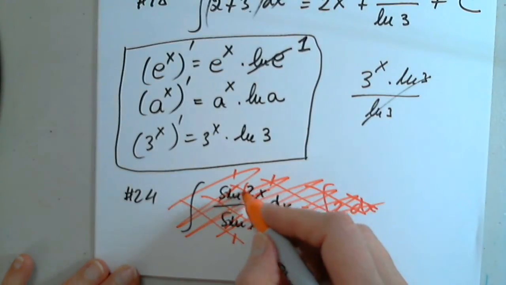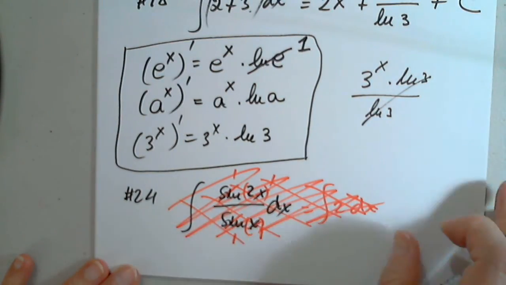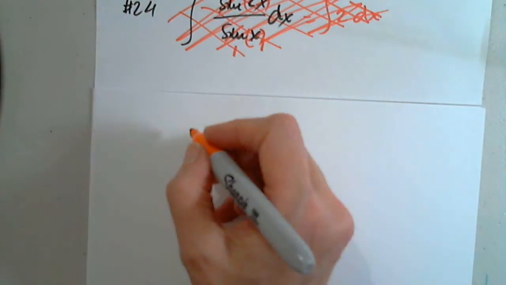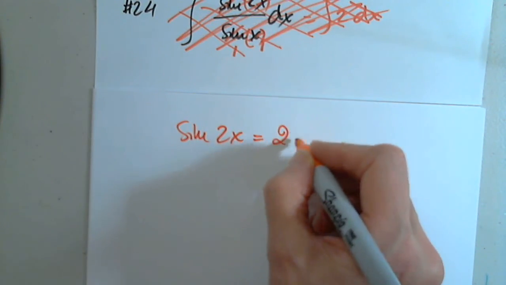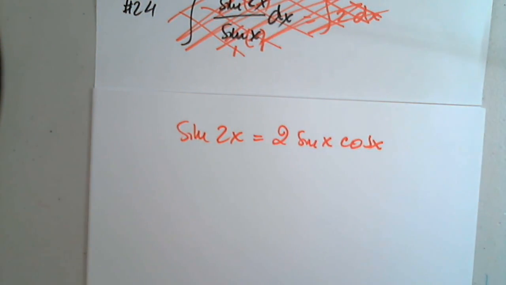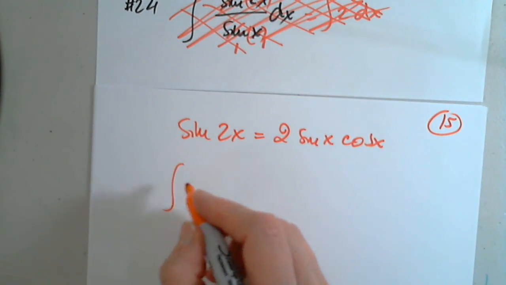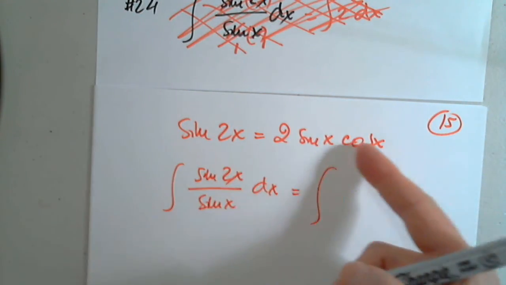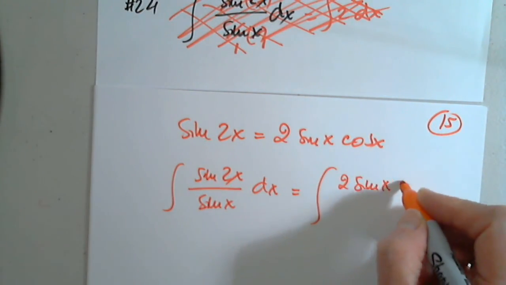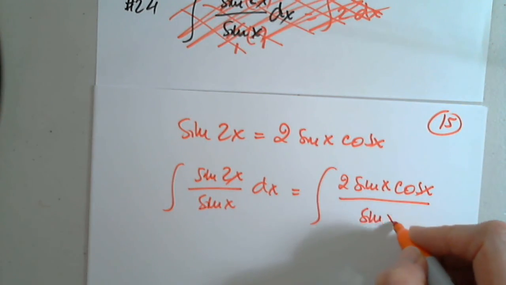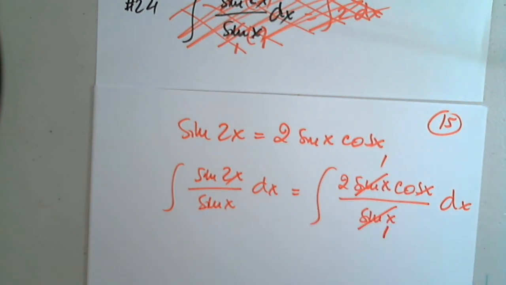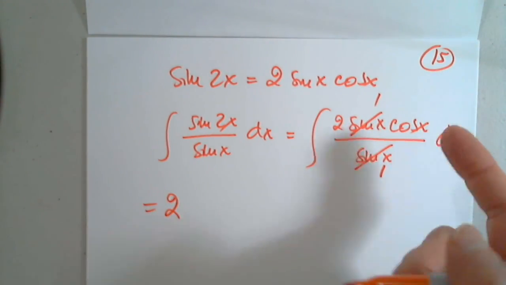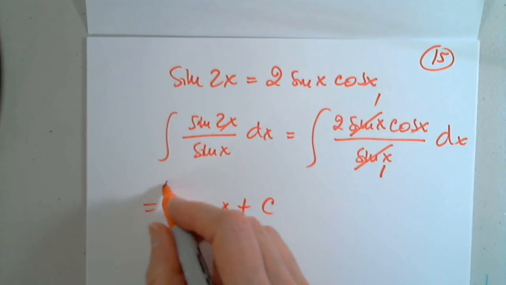So please, 2x is the argument of the sine at the top, and x is the argument of the sine in the denominator. Anyone remembers sine 2x? 2 sine x cosine x. So the integral of sine 2x over sine x dx is the integral of 2 sine x cosine x over sine x dx. Yes, now you simplify the same quantities and their factors. And this is 2, which function prime is cosine, is sine plus a constant c.